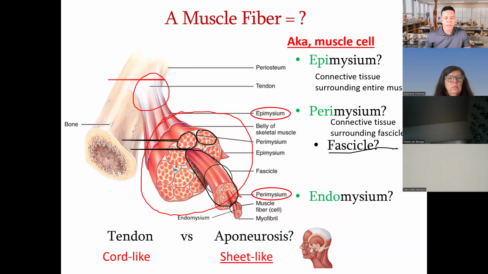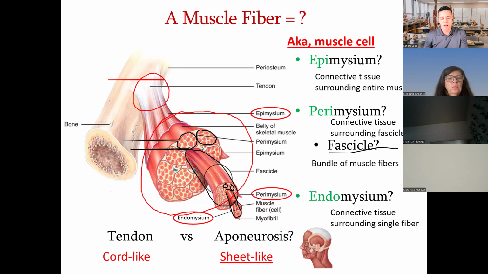The fascicles are made of smaller structures, as we can see right here inside. One of these is being pulled out, and this is what we call the muscle cell, aka the muscle fiber. Okay, and every single one of those muscle cells is also wrapped with a connective tissue called the endomysium. So we have epimysium, perimysium, and endomysium, keeping everything together.